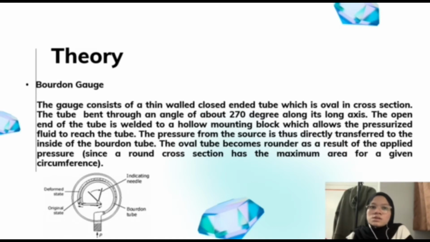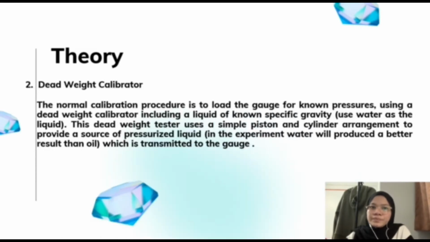And the second one is the dead weight calibrator. The standard precise method is to use a system called a dead weight calibrator to apply known pressure to the gauge. The normal calibration procedure is to load the gauge with known pressures using a dead weight calibrator, using a liquid of known specific gravity such as water. This dead weight tester uses a simple piston and cylinder arrangement to provide a source of pressurized liquid.